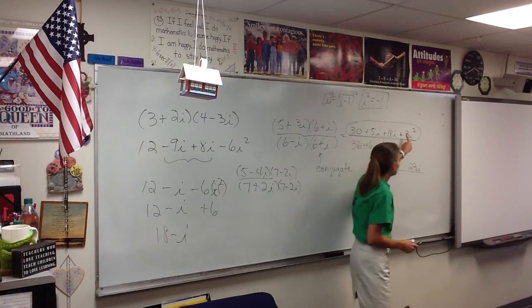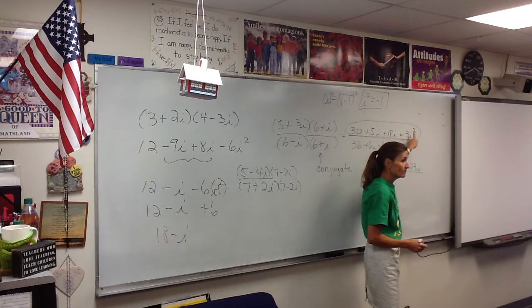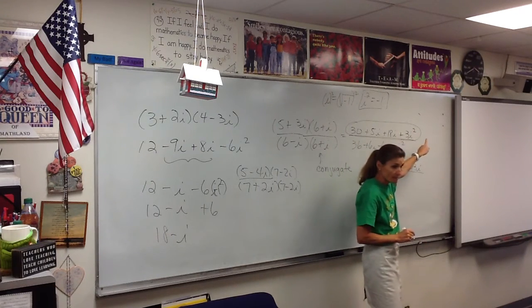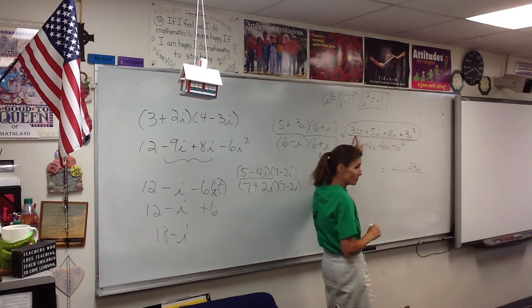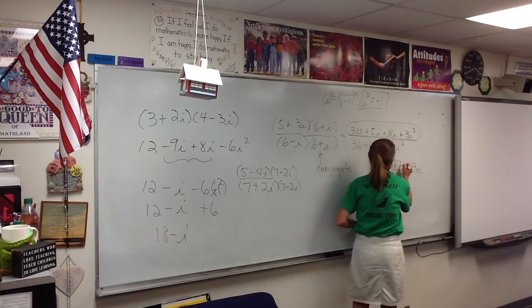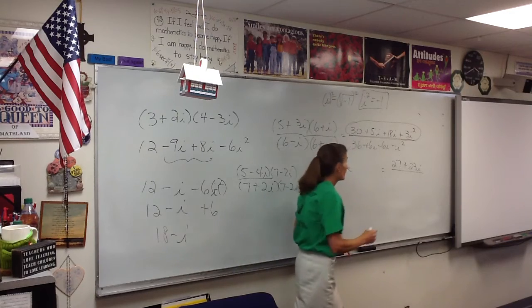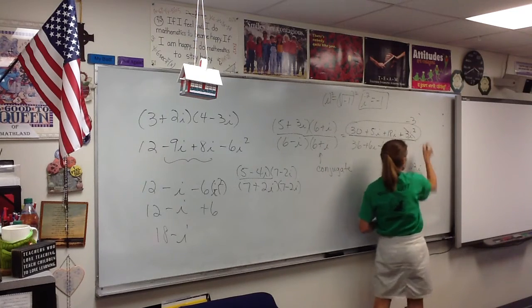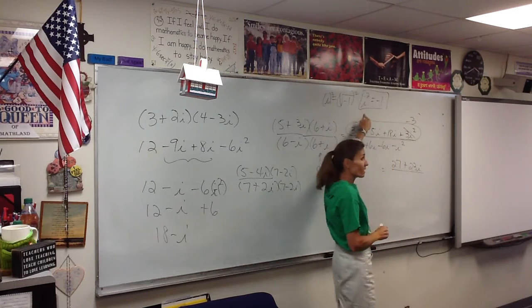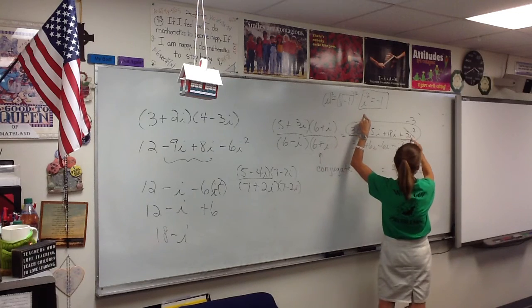Exactly. What does this become right here? That becomes negative 3. Plus a 30, so that gives me 27. This is negative 3 because i squared is negative 1. Every time I see an i squared, I put in a negative 1, so that becomes negative 3.